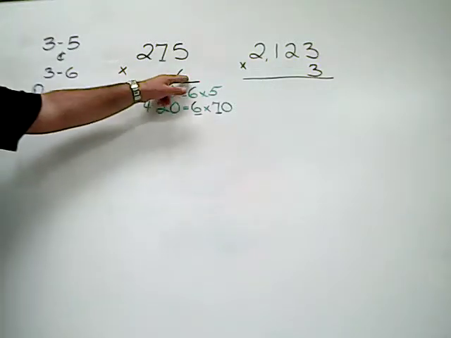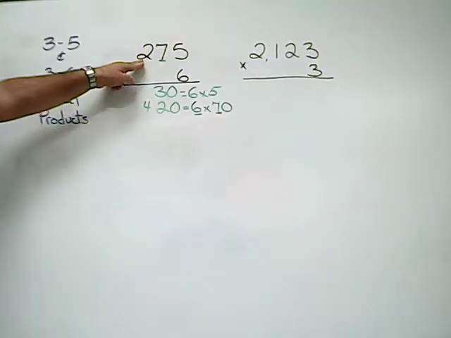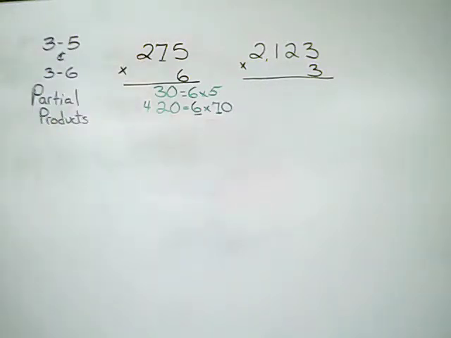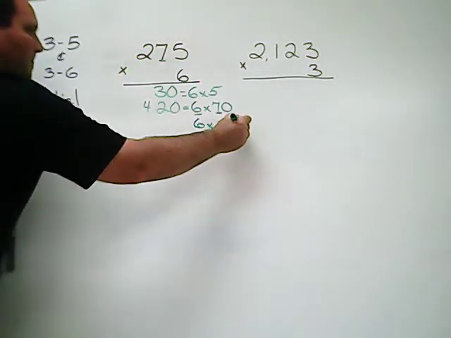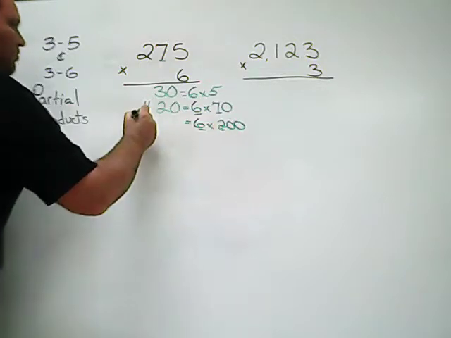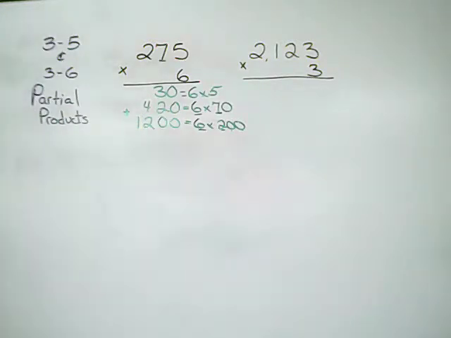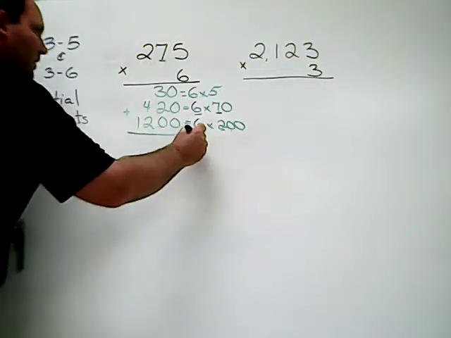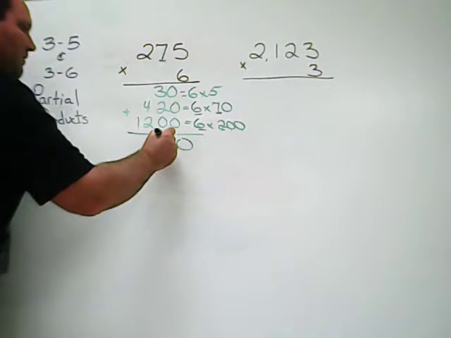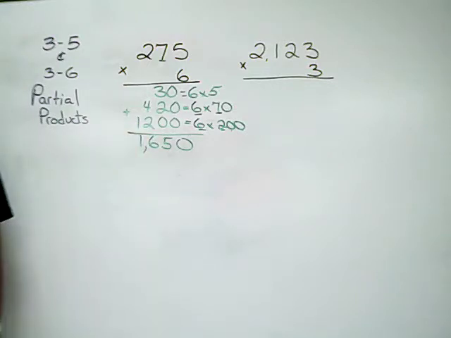Lastly, 6 times, now again, this 2 doesn't really mean 2. It represents the number 200 because I have a 2 in the hundreds place. I'm counting by hundreds 2 times. So this problem is really 6 times 200. 6 times 2 is 12. And I have 2 zeros at the end. The last step I want to do is add, in this case, my 3 partial products. And when I add my 3 partial products here, I come up with a final product of 1,650.